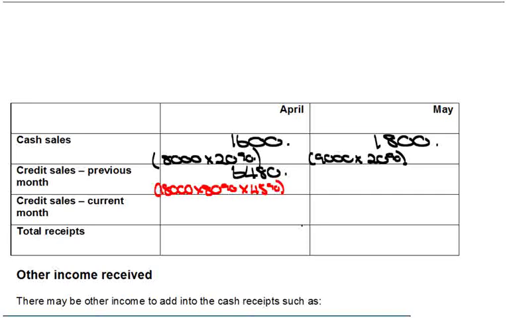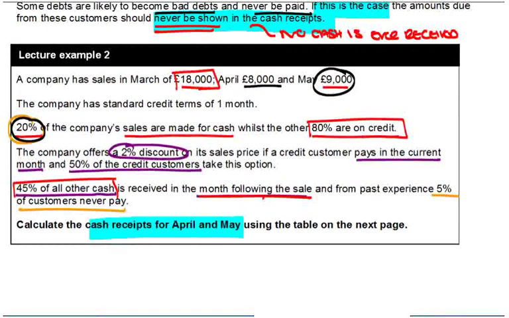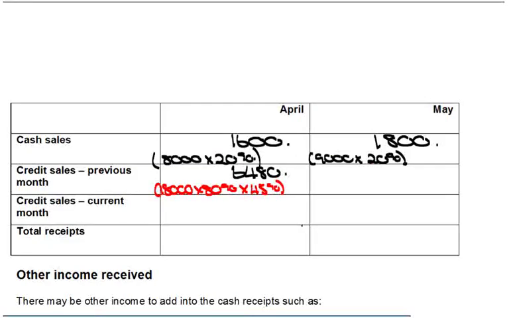Similar thing for May. So to get my cash receipts in May, I need to look at my April sales because they're the ones that are going to then come through in the next month. So I've got £8,000 worth this time. Again, 80% of those are on credit and 45% of the people pay in the following month. So 8,000 times 80% times 45% gives me 2,880.